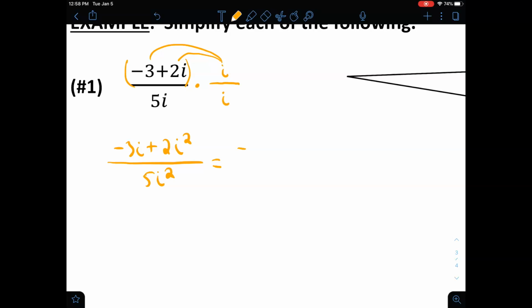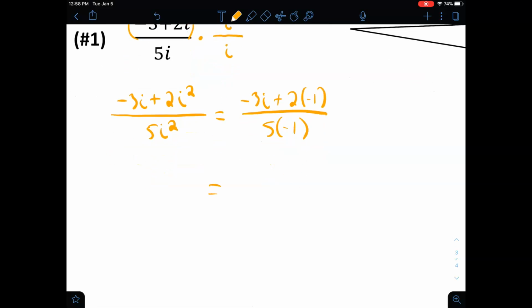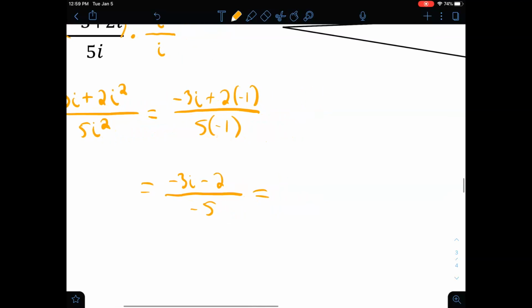And that is going to equal negative 3i plus 2 times negative 1, and on the bottom is going to be 5 times negative 1. Then we get negative 3i minus 2 over negative 5. And then we've got to rewrite this as our answer in the correct standard form, basically. So negative 2 has to go in front. Real numbers go in front. Minus 3i over negative 5.